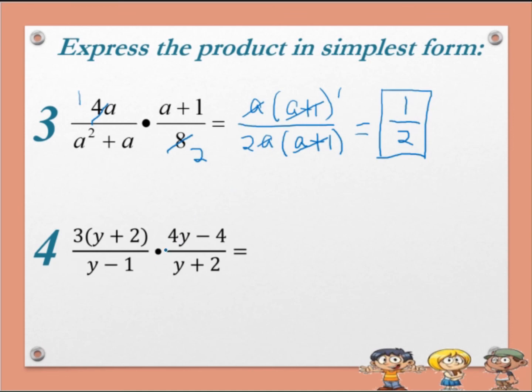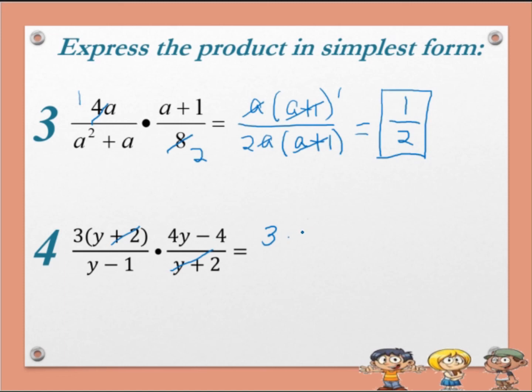Fourth example, 3 times the sum of y + 2 all over y - 1 times 4y - 4 all over y + 2. Let us now look for the common factors once again. We have here y + 2 divided by y + 2 is equal to 1. What's left in the numerator? We have 3 times 4y - 4.